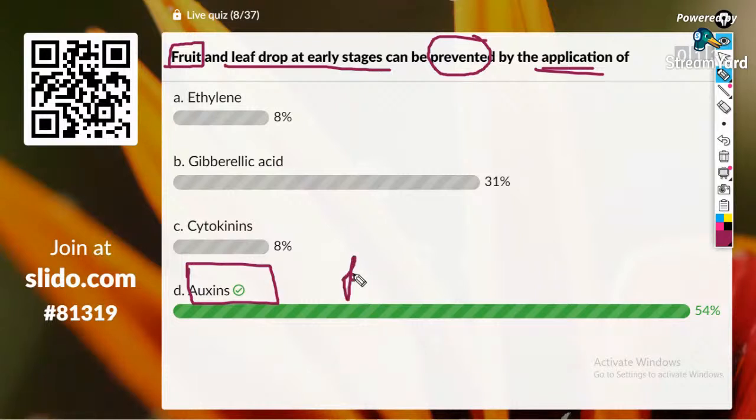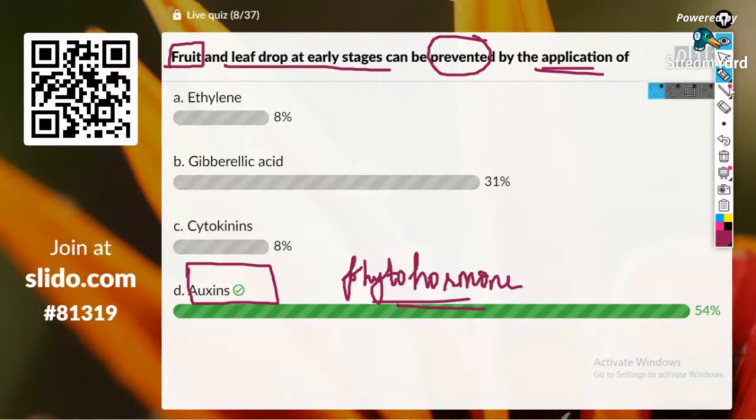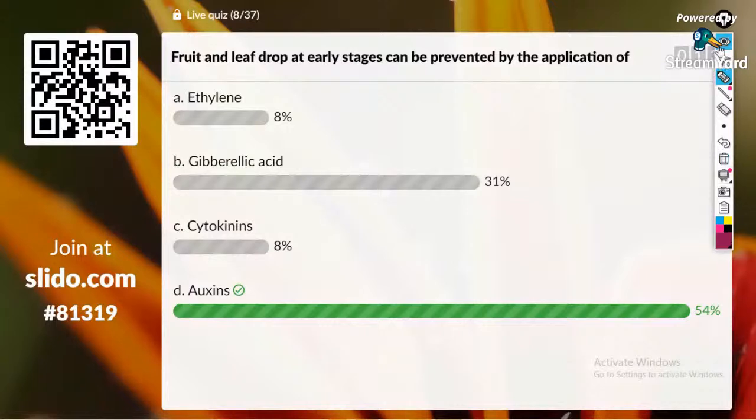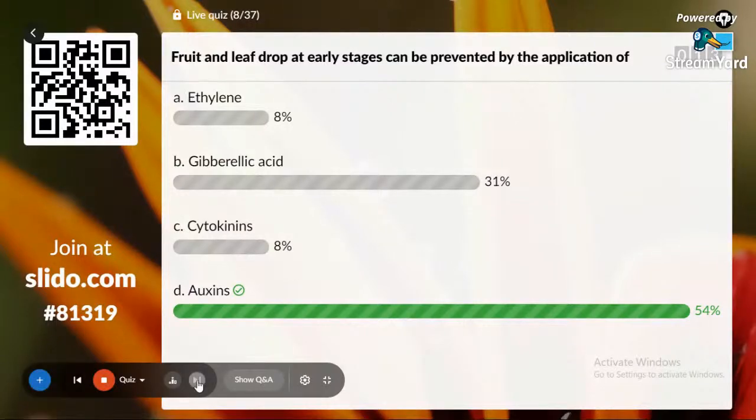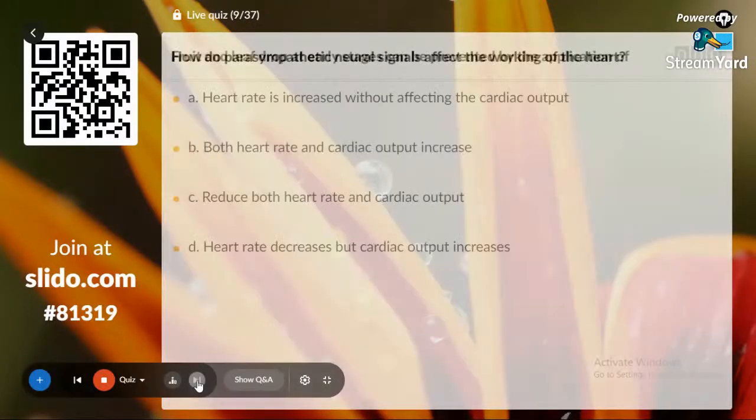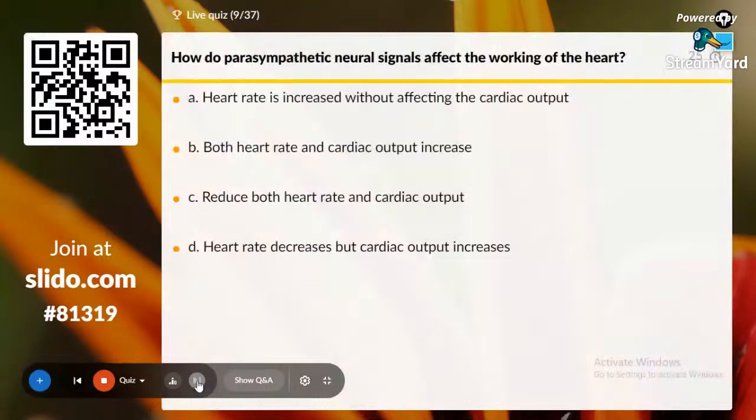Which phytohormone? They will be asking you this term also. Phyto means plant, so plant hormone. Plant growth regulator or phytohormone, all these terms can be used over here. Ninth question. Very easy question. 100% of you answer with the same thing, because it is a very easy question, right? Studying from your 7th standard onwards.